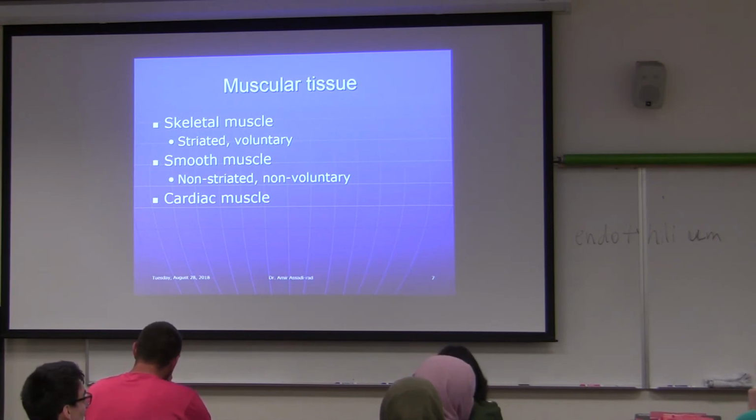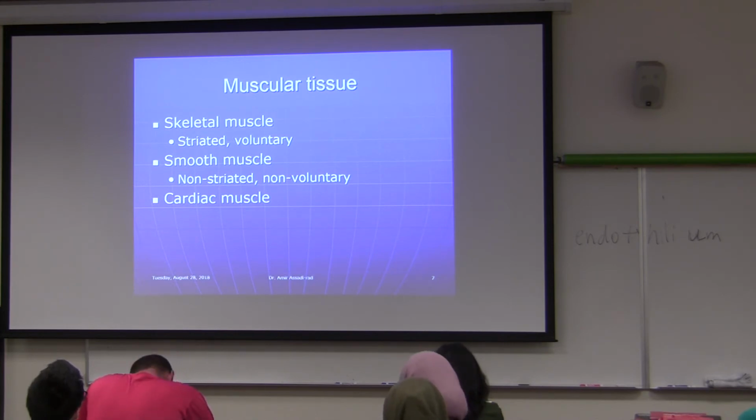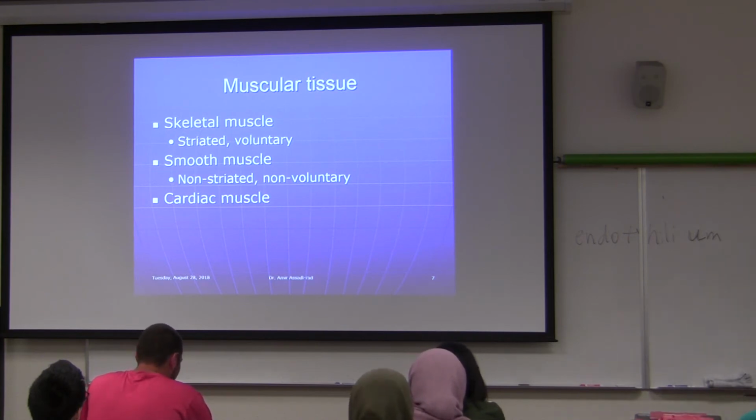But anyway, cardiac muscle is found only and only in the heart. And as I said, it is striated. It is just like skeletal muscle.